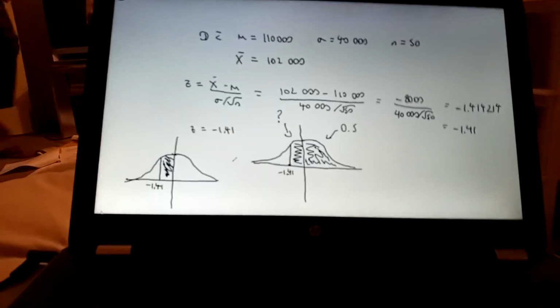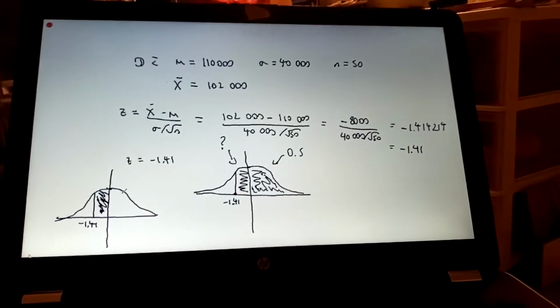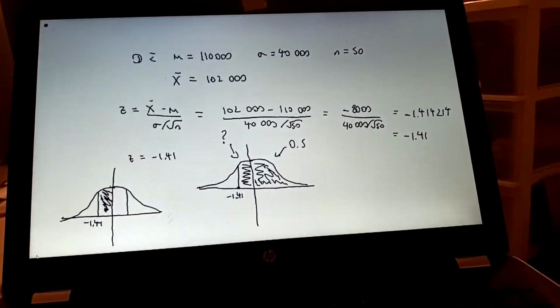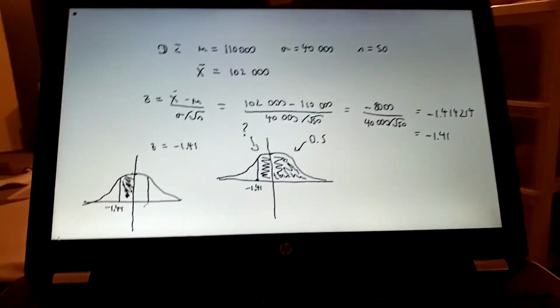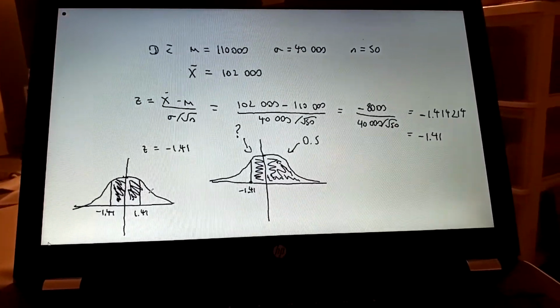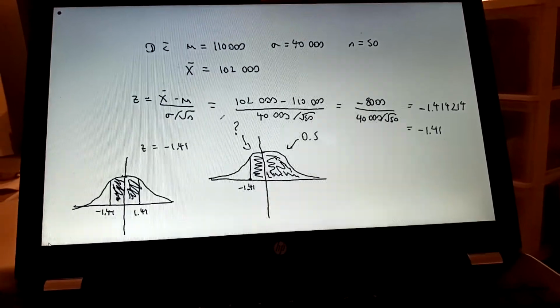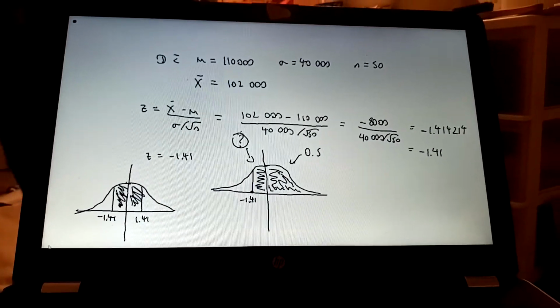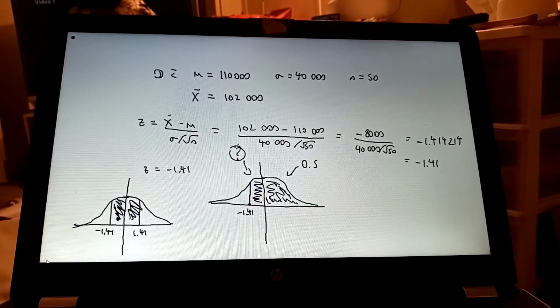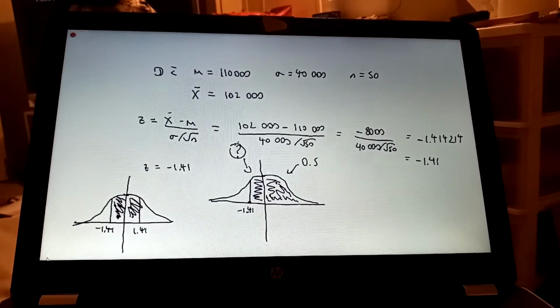Just look up 1.41 in the chart, and that will give you the same area. It'll just give you the area on the other side. It'll give you the area between 0 and 1.41. It'll give you this, which is the same. So for this part right here, just go to the chart and look up 1.41, and it'll give you that area that you want. Because whether it's on the left side or the right side, it doesn't matter.